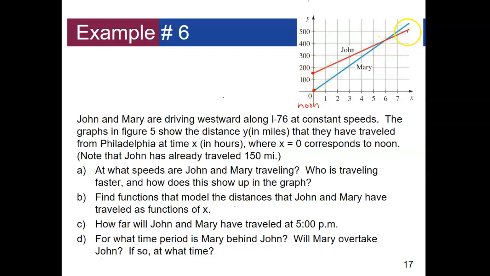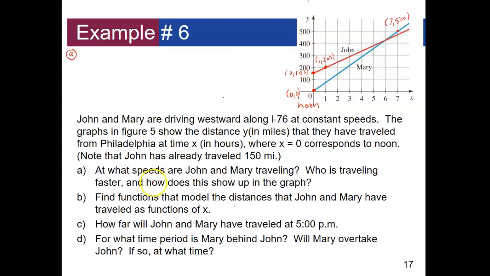So what we need to do is actually identify a few points that we can use along the way. Here for Mary, I'm going to use the point (0, 0), and then I'm also going to use the point (7, 500). For John, I'm going to use the point (0, 150) here. And then we want to find another point where it crosses and it's easy to read. This point here looks pretty easy to read, so we'll use the point (1, 200). These are not exact when you have this large of a scale on the y-axis, so we'll just have to do the best we can with it.